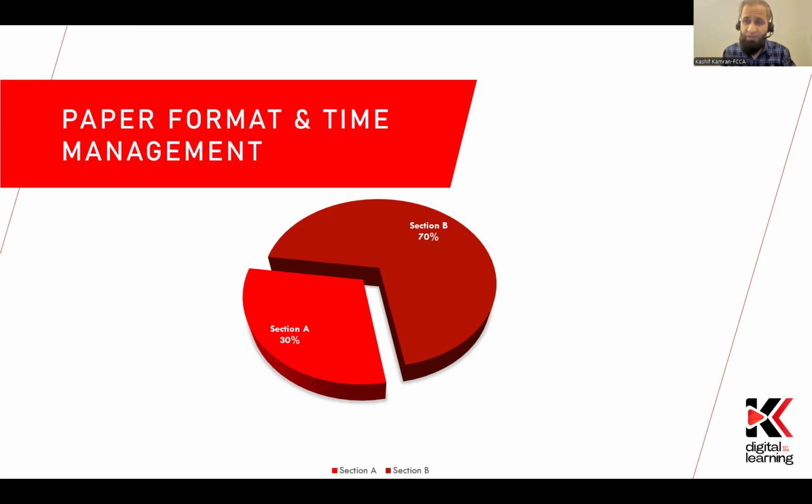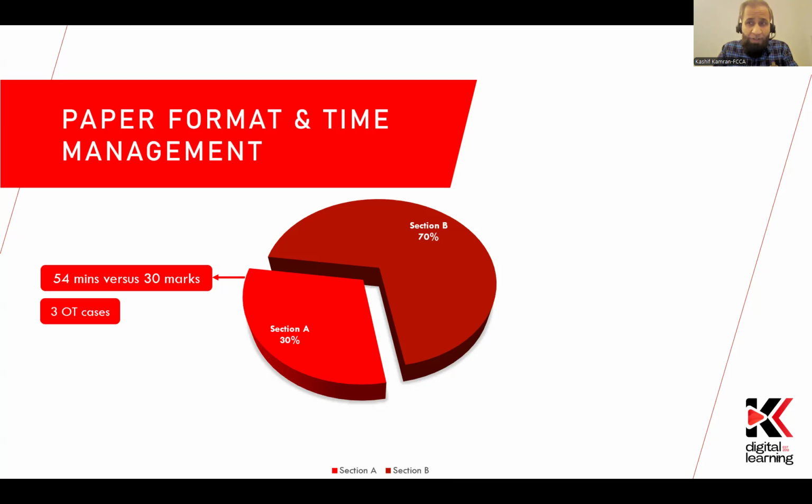Let's see what's the difference between the 2 sections. In section A, you have a total time of 180 minutes. So in terms of the 30% paper, you will be allocating 54 minutes to section A in terms of your time management. There are 3 OT cases in section A, and each OT case will consist of 5 OT questions. You need to tick the right answer. So you have an OT case, you will read through that OT case, and followed by that OT case, you will have 5 OT questions.